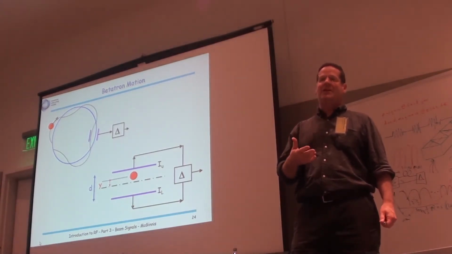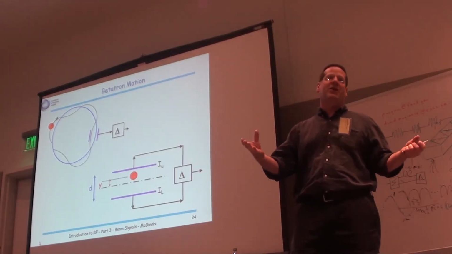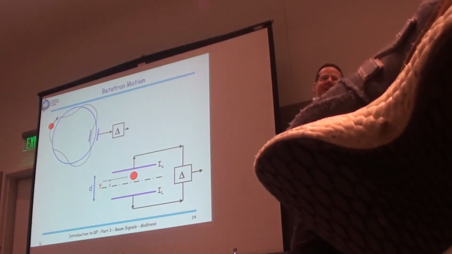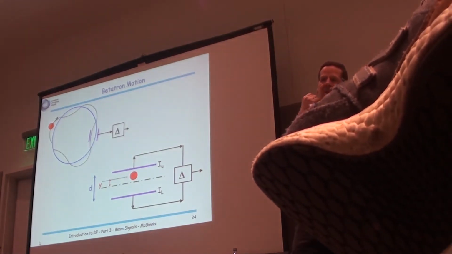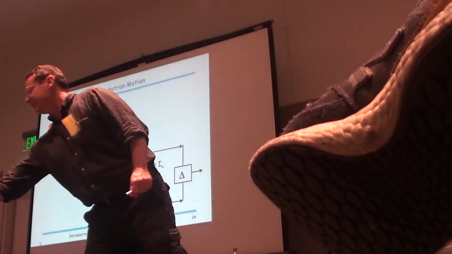What happens is that the abort gap is a DC signal. It's spread out, so it has very low harmonic content. So you really can't do it. Where it really comes into play is in transient beam loading.